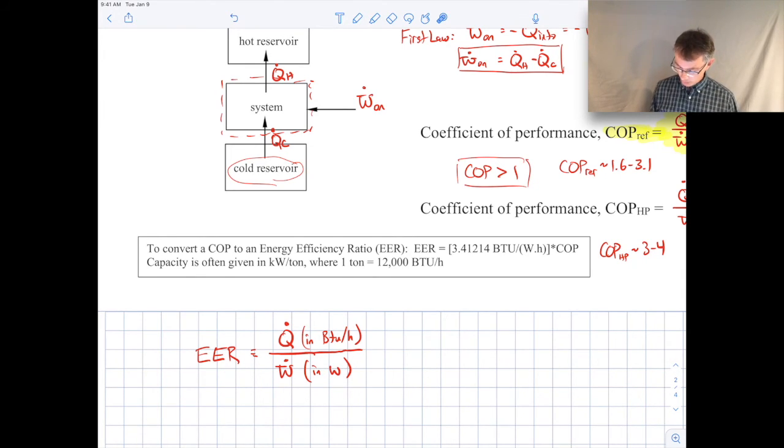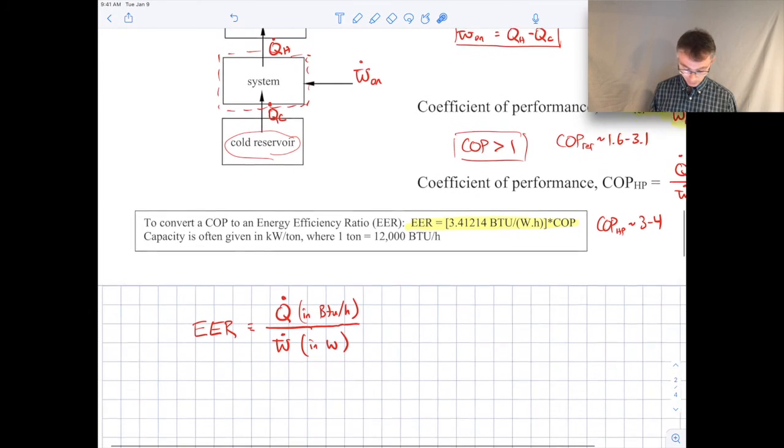So it's terrible. And if you want to get the actual conversion, I show it here. So this is how you convert from a coefficient of performance into an EER. You have to multiply it by this ratio, this 3.41214 BTU per watt hour. It's awful, but it's just the way it is, and that's the common quantity that you'll see in the U.S. And larger EERs result in more efficiency, because it's proportional to the coefficient of performance. So we want large coefficients of performance, which means we want large EERs.